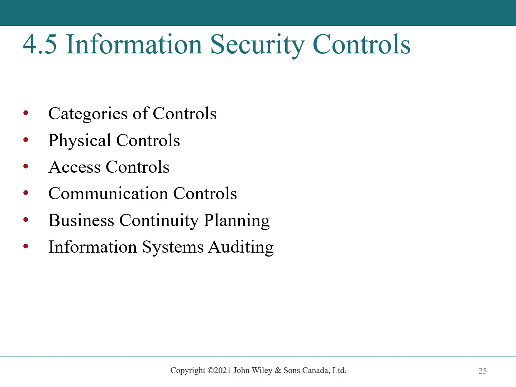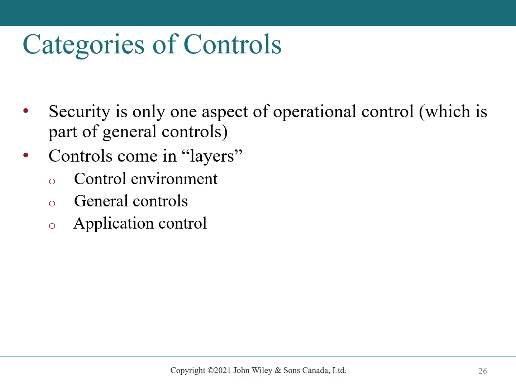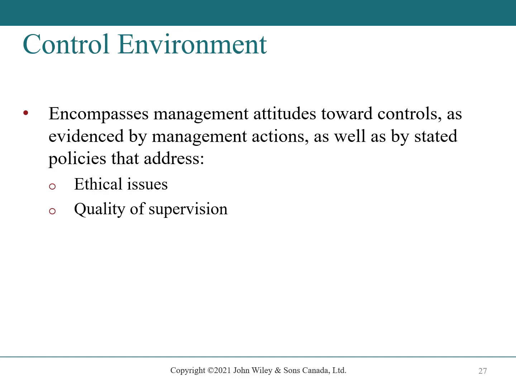Information security controls. Categories of controls: physical controls, access controls, communication controls, business continuity planning, and information systems auditing. Security is only one aspect of operational control, which is part of general controls. Controls come in layers: control environment, general controls, and application control. The control environment encompasses management attitudes towards controls, as evidenced by management actions, as well as by stated policies that address ethical issues and quality of supervision.